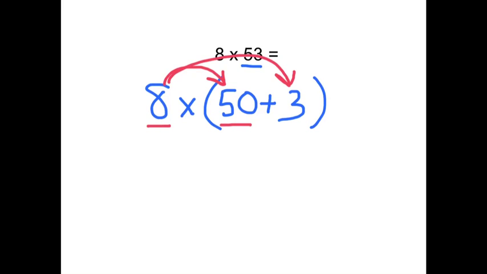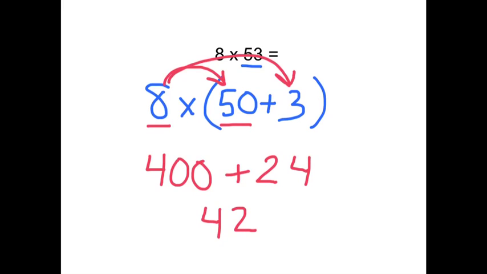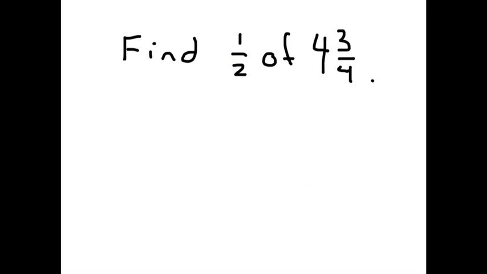8 times 50 is 400. 8 times 3 is going to be 24. The answer should be 424. We can even use this to help us find the answer to some multiplying problems with fractions or mixed numbers. Find half of 4 3/4.